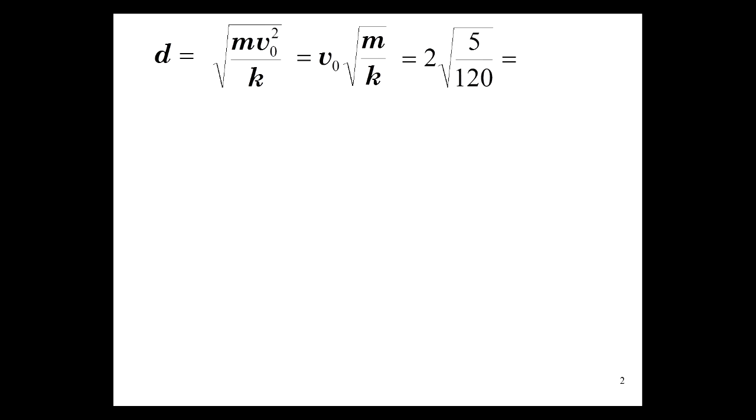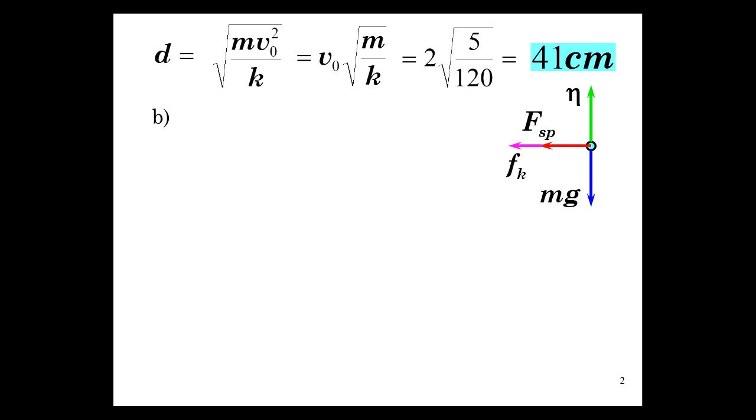So then the distance is the square root of m v0 squared over k, which is v0 times the square root of m over k. Plugging in the numbers, v0 is 2, m is 5, k is 120, and it's 41 centimeters. That's our answer. Let's include friction now.